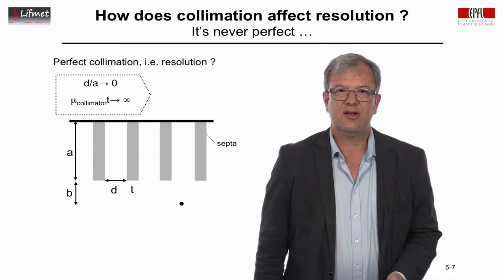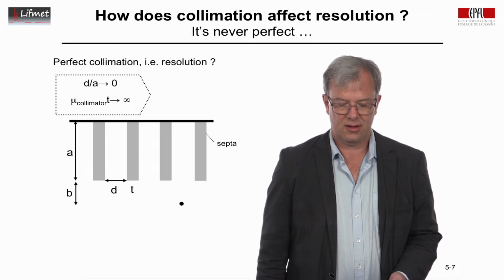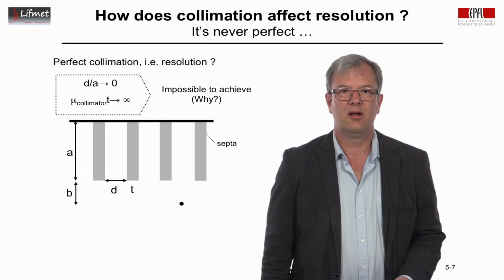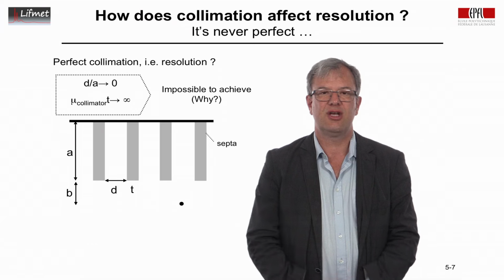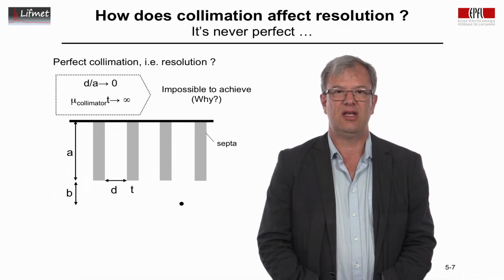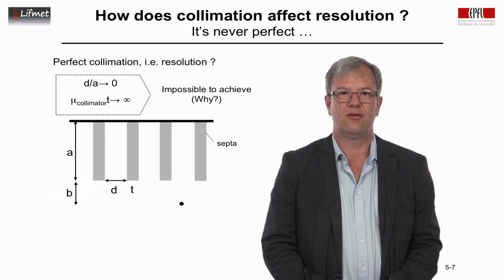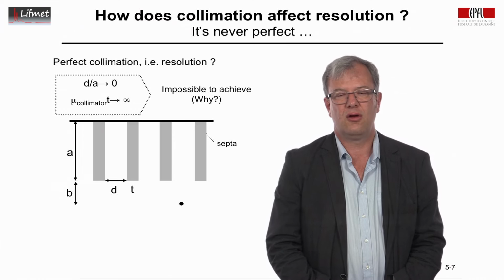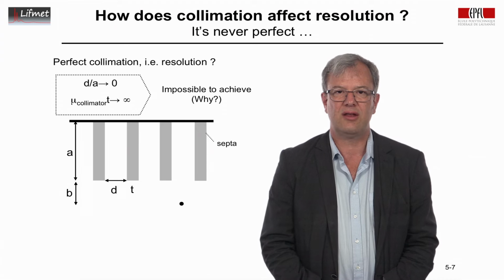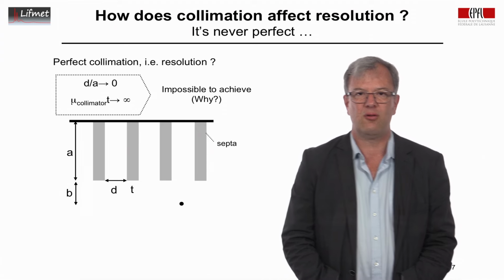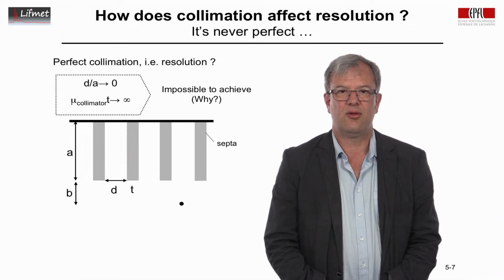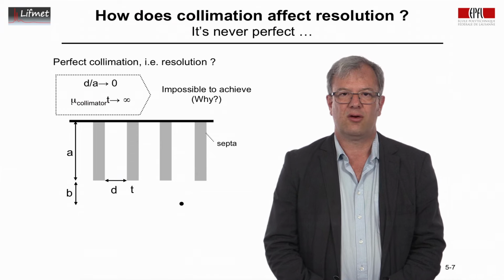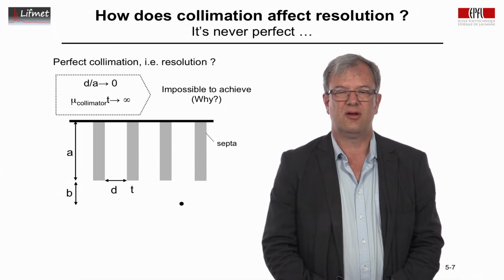So, can we achieve this in practice? No. The answer is no. Why not? Well, theoretically we could generate a collimator that has d over a that goes towards 0. So very long collimators that are very closely spaced. We would lose a lot of sensitivity doing that, but from a manufacturing standpoint, we could imagine that we are building separations on the order of microns and collimator length on the order of millimeters, and then this goes towards 0.